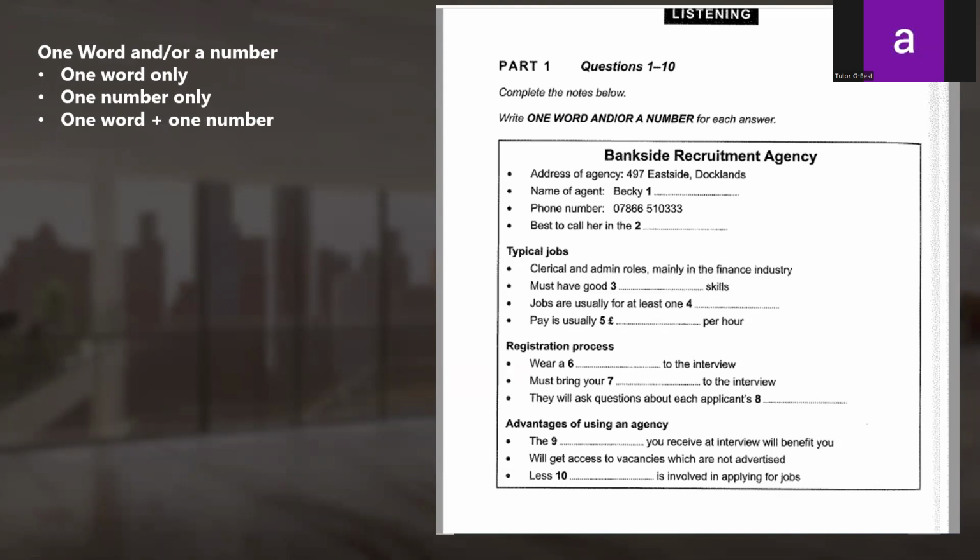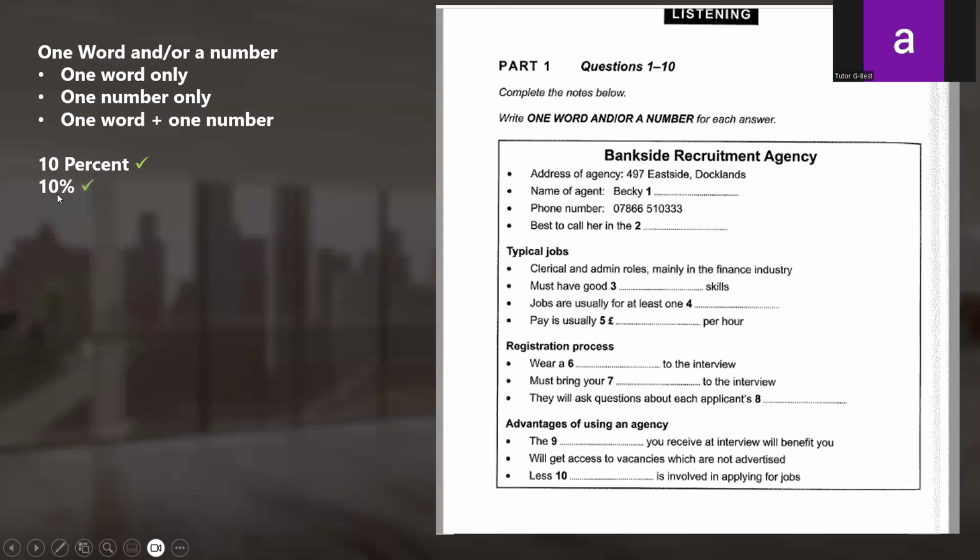Okay? For example, 10%. You had the answer 10%. So you can write 10 percent like this. This is one number, one word. That's this one here. One word plus one number, or one number plus one word, whichever way. So 10 is a number, percent is a word. You can combine them, it's correct.